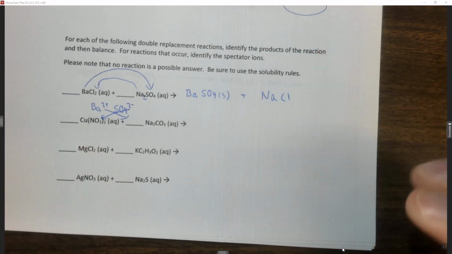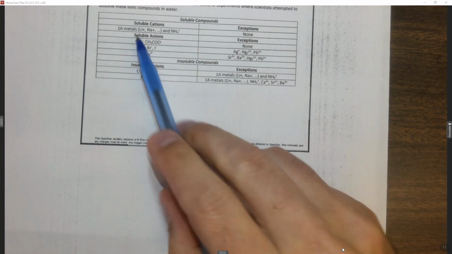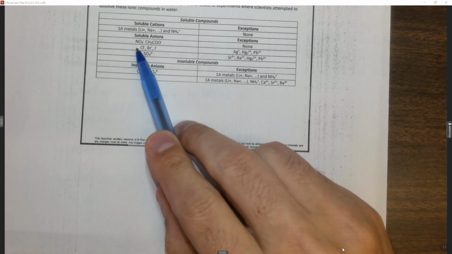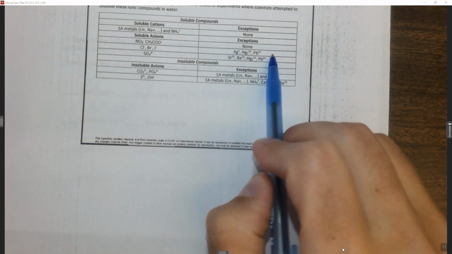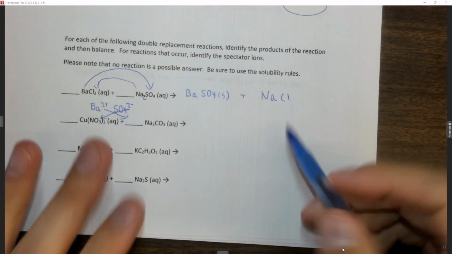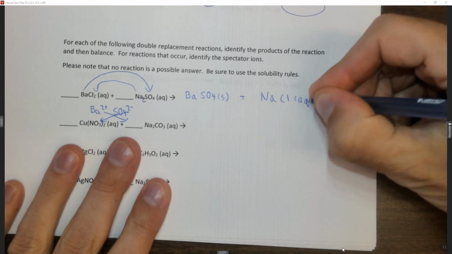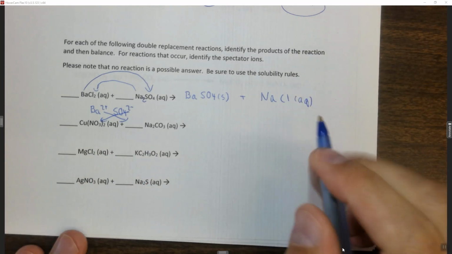NaCl is soluble in water. If you're not sure, use your tools over here. You have 1A metals are always soluble. There's no exceptions. Chlorides are generally soluble, but sodium is not an exception. Plus, just from everyday life, we know that salt dissolves in water. So this one, because there's water around, is going to be aqueous.